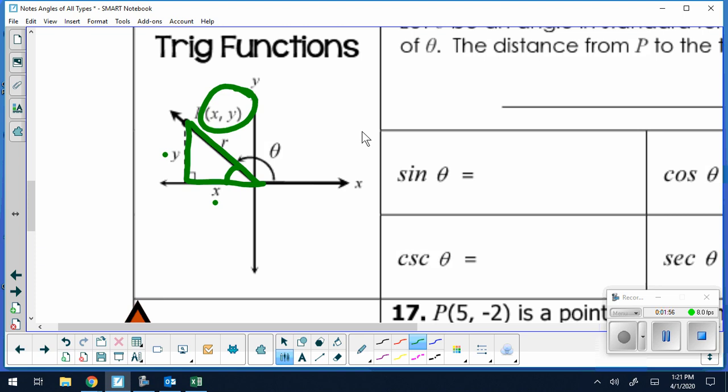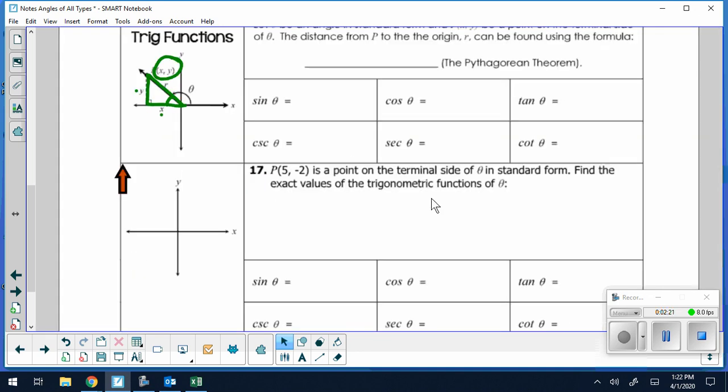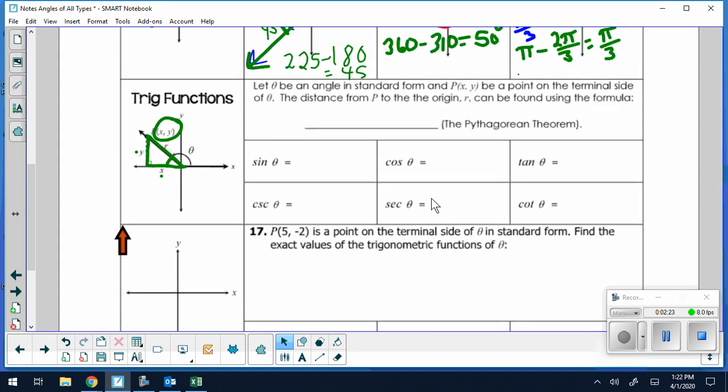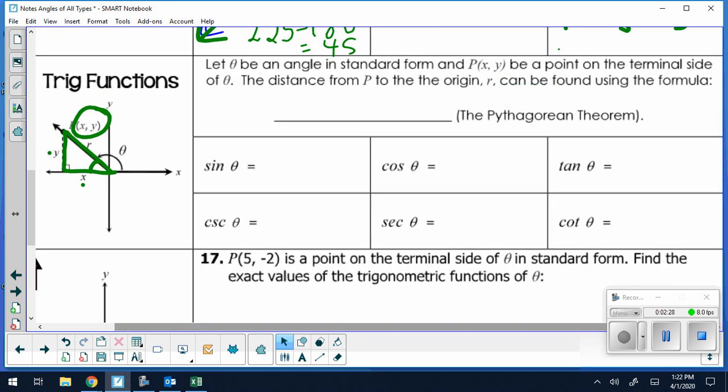Now, the reason we have reference angles, you have to ignore the sign. We'll talk more about that later. But what's going to happen is you are going to be able to use your reference angle and the triangle that is formed to find your trig ratios for theta.